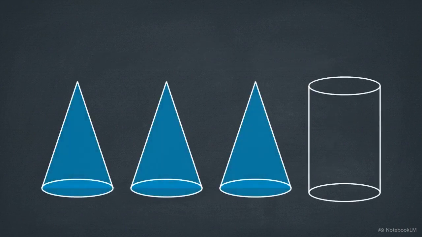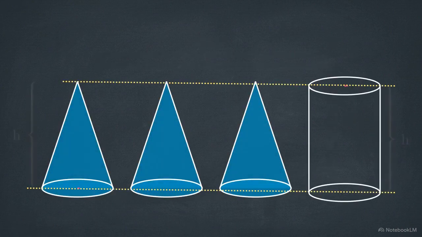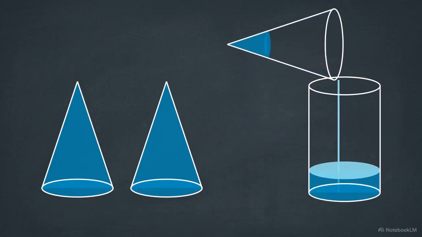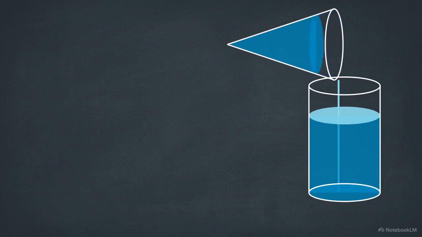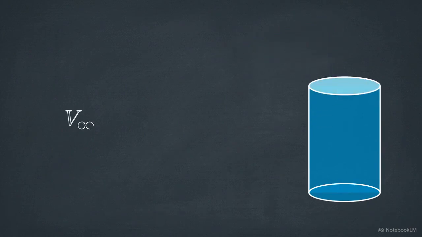Now watch this animation. It takes exactly 3 identical cones to fill up one cylinder with the exact same base and height. That physical relationship proves the formula. The volume of a cone is simply 1/3 pi r squared h.